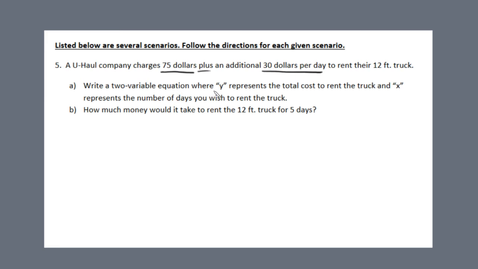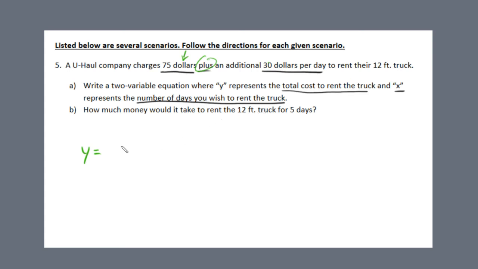Write a 2-variable equation where y represents the total cost to rent the truck and x represents the number of days you wish to rent the truck. All right, so how do we get the total cost of the rental? Well, it's based off of these charges here. It's always going to charge you $75. And then it's going to add an additional $30 per day you rent the truck. So the per day part is what we want x to go along with. X needs to represent the number of days you wish to rent the truck for.